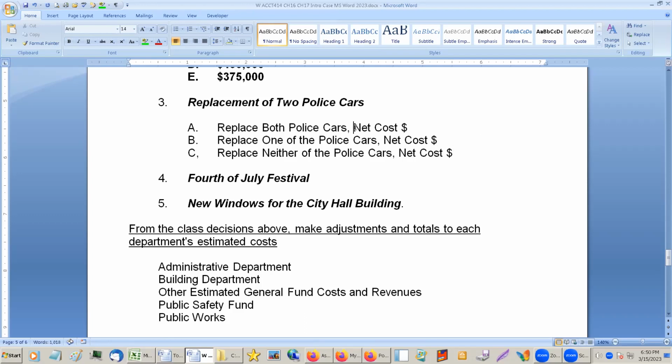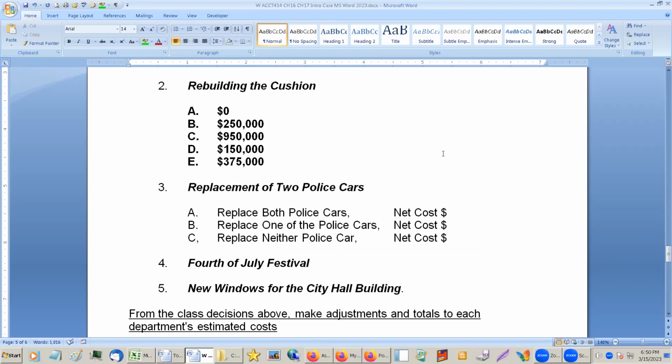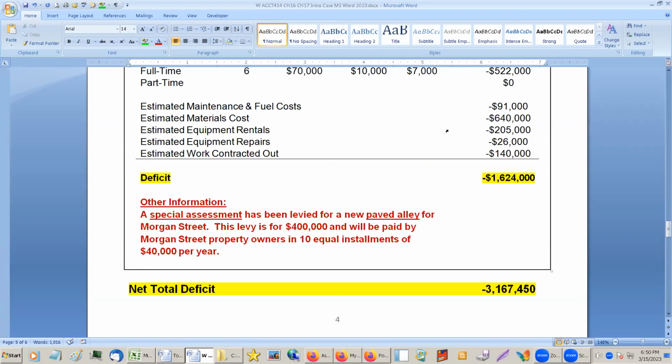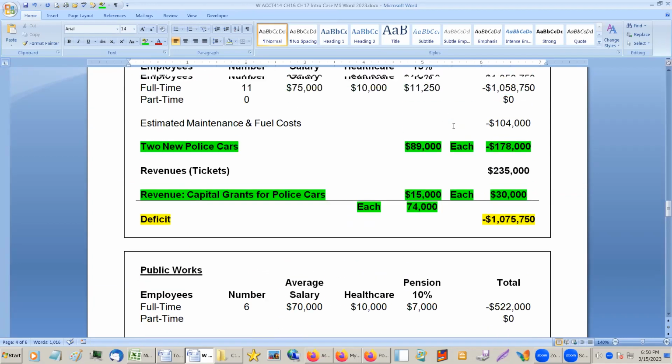Okay, so we've got to find some numbers on these so that we can make an educated, informed decision. We can replace both, one, or none. So let's look at replacing both the police cars. Let's get the cost for that. Maybe $148K for both, net cost.